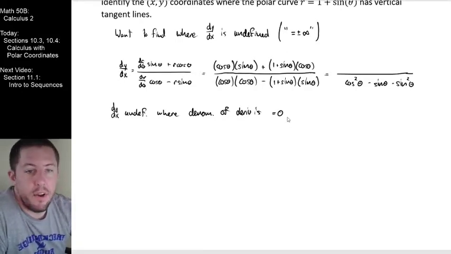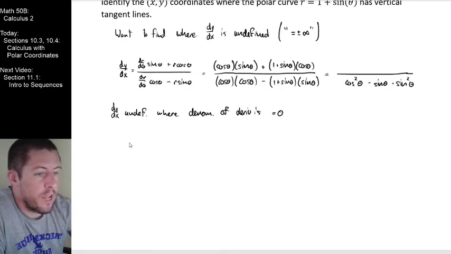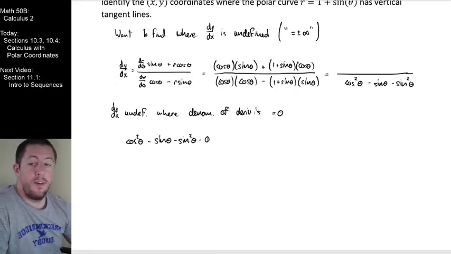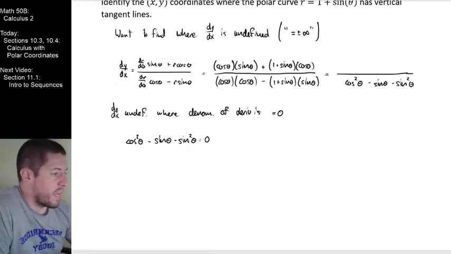Where the denominator of the derivative is equal to 0. So what I want to do is solve the equation cosine squared of theta minus sine of theta minus sine squared of theta is equal to 0. So can we solve this? The answer is yes, we can.